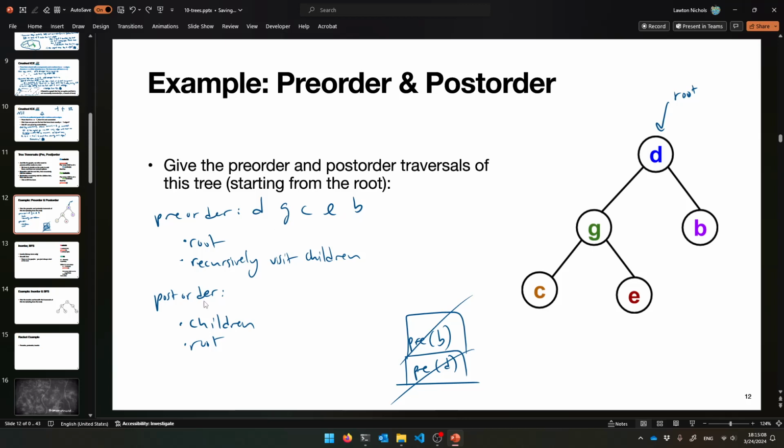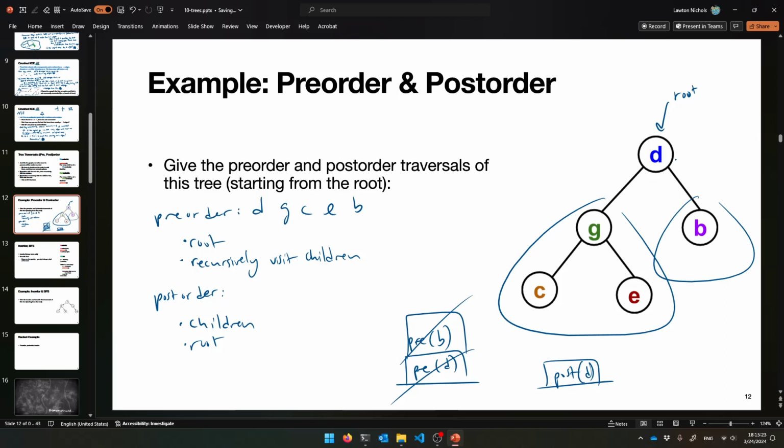Let's do the same for post-order. All right, so post-order is children then root. We're going to call post-order on D, and the very first thing that's going to happen is it's going to recurse, doing a post-order traversal on this subtree and then this subtree before it even looks at itself. So let's do maybe this subtree first. We're going to do post-order on the tree rooted at G, so post on G.